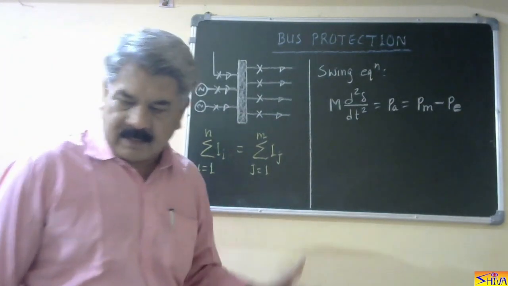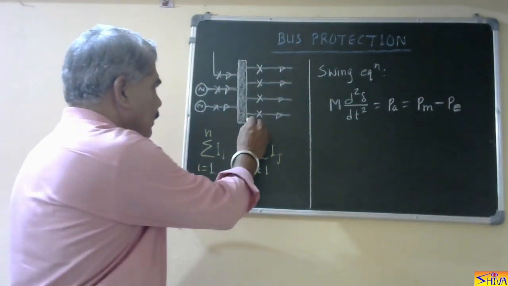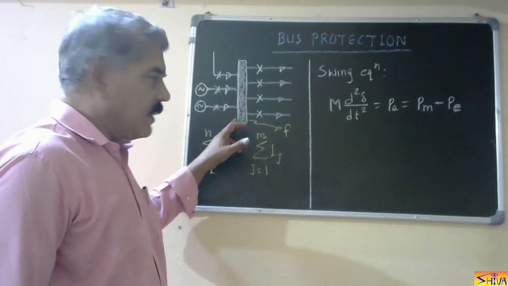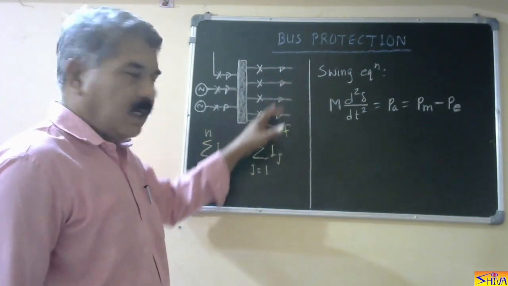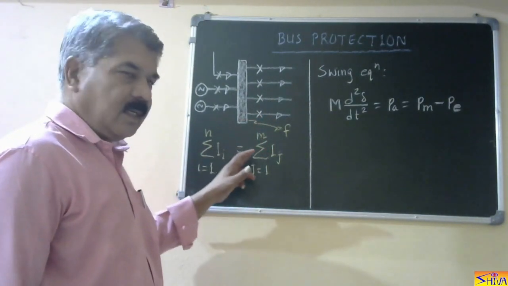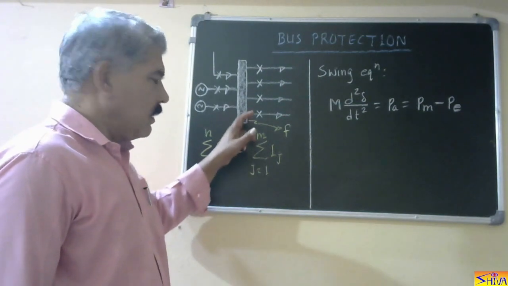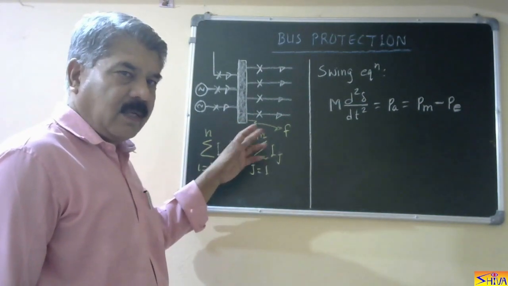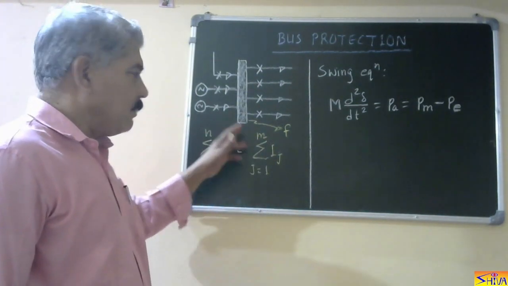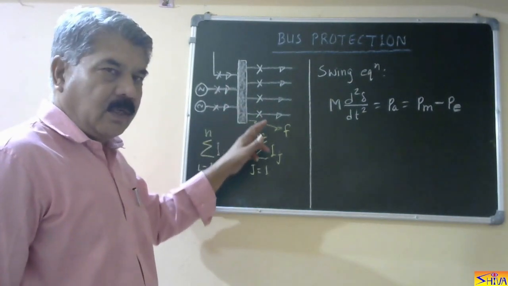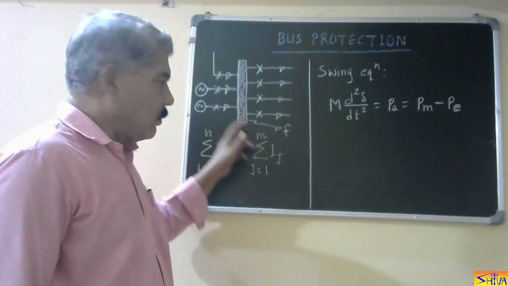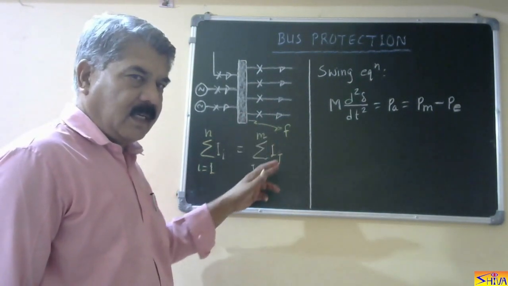But if a bus fault occurs, say somewhere here, then what happens? Whatever current is coming here is diverted to the fault. So outgoing current will be very small, or almost zero. So this equation is no longer valid when a bus fault takes place, that is an internal fault. Second salient feature is, when a bus fault occurs, all the incoming and outgoing lines are disconnected simultaneously, so that this fault is disconnected.